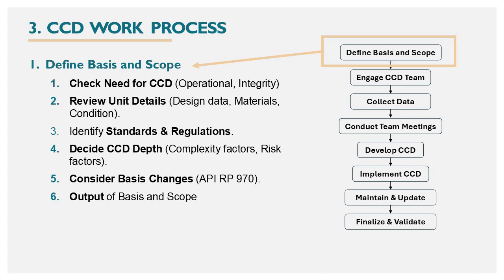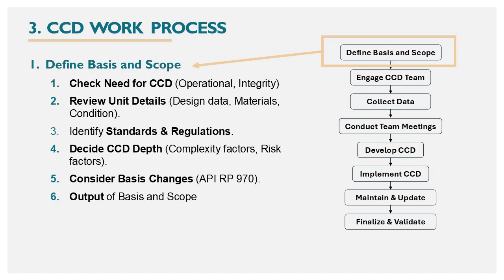Number 1 is, to check the need for CCD, from operational point of view. Does the unit have complex corrosion risks? And from integrity point of view, is the unit critical for safety, environment or reliability? Number 2 is, review unit details, review design data such as PFDs, PIDs, design pressures and temperatures, review materials such as alloys, welds, linings. Review operating conditions, normal, startup, shutdown, upset.